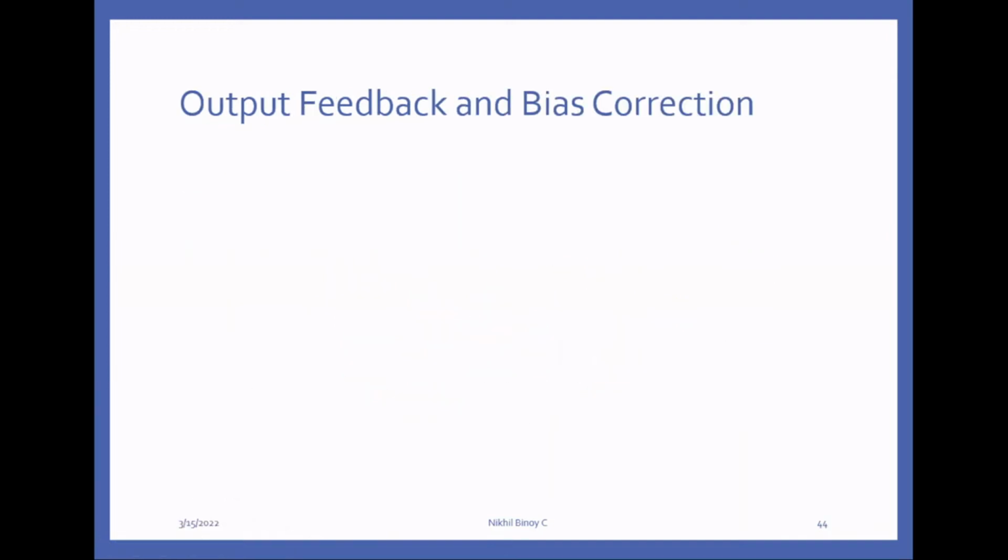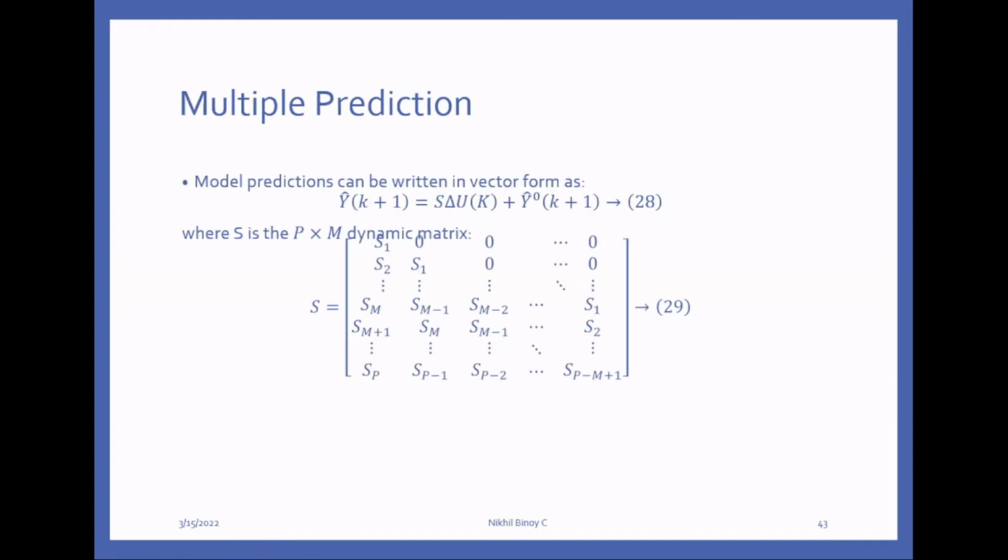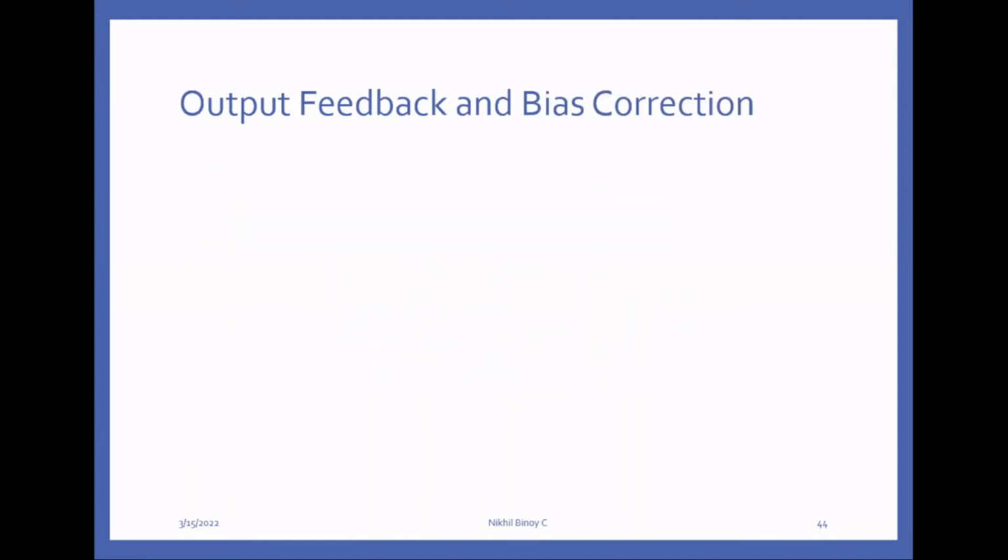Now please note, this one is the vector representation of the model predictive control, or the multiple prediction. If you are predicting p output variables at the same time, it is known as multiple prediction, and this one is the analytical representation of that multiple prediction, where S is known as the dynamic matrix. Now we are going to correct that difference between the actual output and the predicted output. So, output feedback and bias correction.